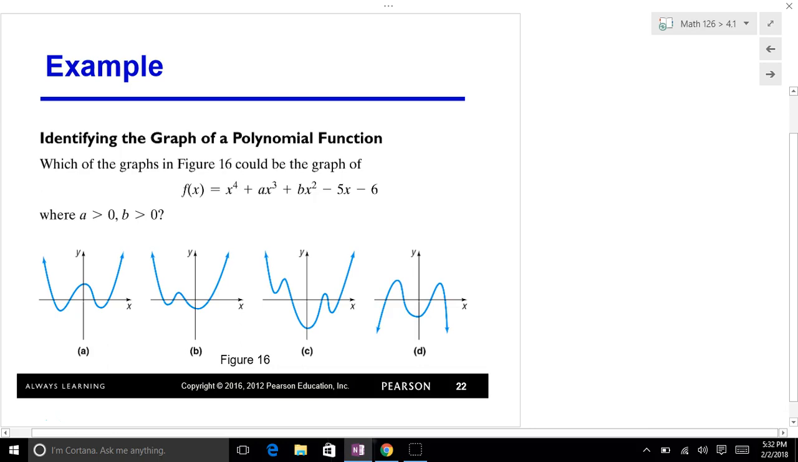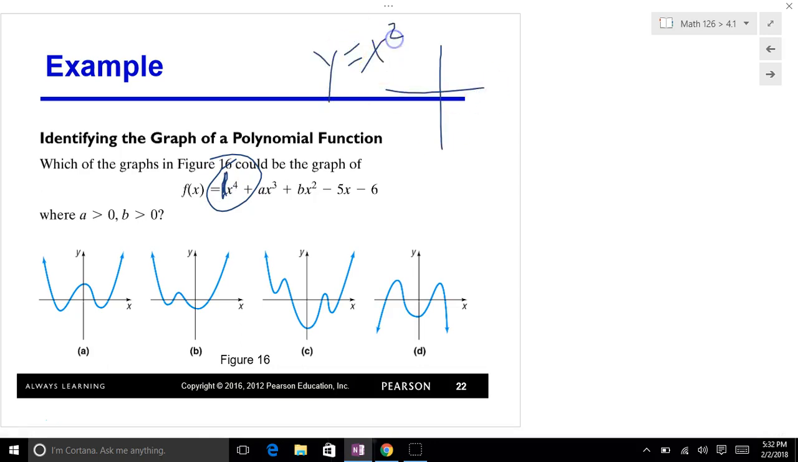Which of the graphs could be the graph of this one? This is a pretty good little question. First of all, look at the power function. You say, all right, it's even degree, and the leading coefficient's 1. So it acts like x squared. Even degree, leading coefficient positive. So I know this thing's got to go up to the left, up to the right, just like x squared does. So that one's out.